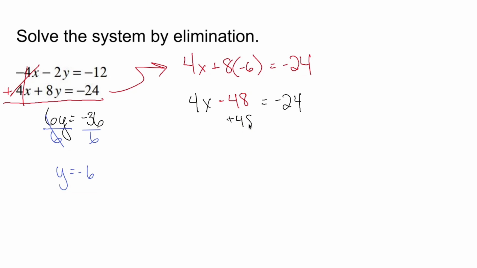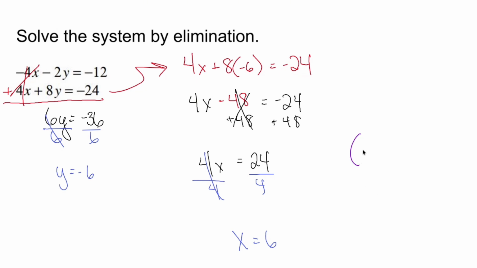Add 48 to both sides, like you normally would a two-step equation. Drop down the 4x. Negative 24 plus 48 is positive 24. Divide both sides by 4. X equals positive 6. Now that x equals positive 6 and y equals negative 6, you have a brand new point of 6, negative 6.